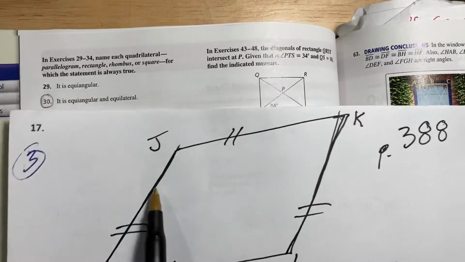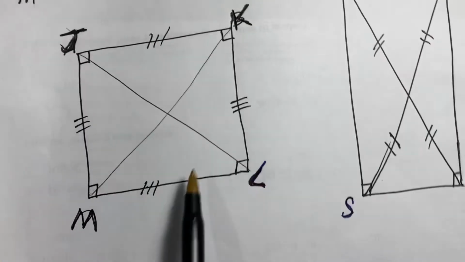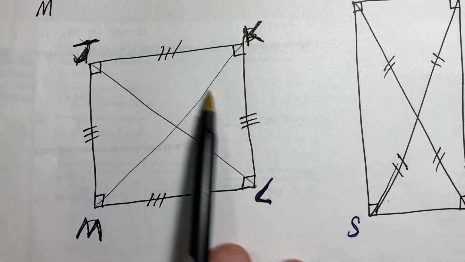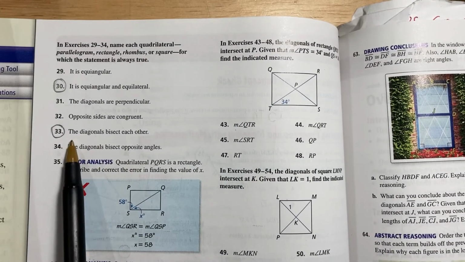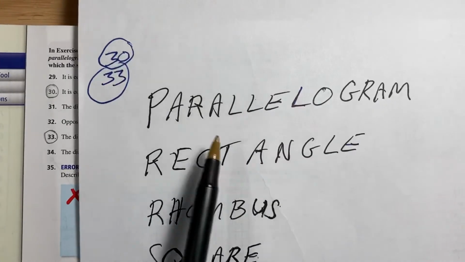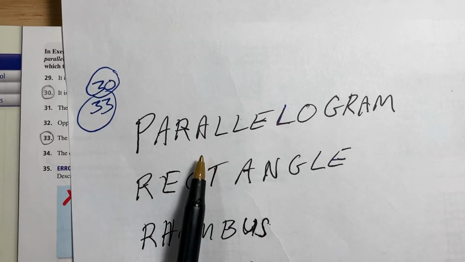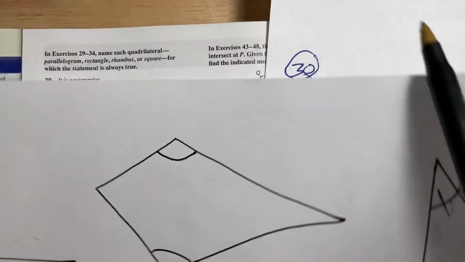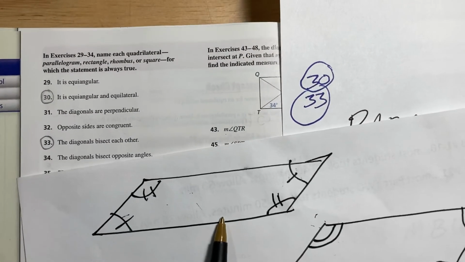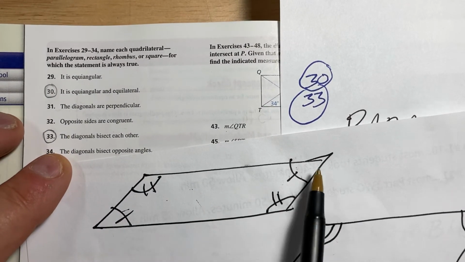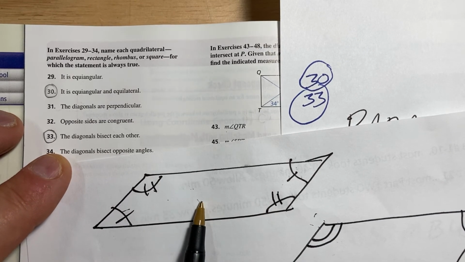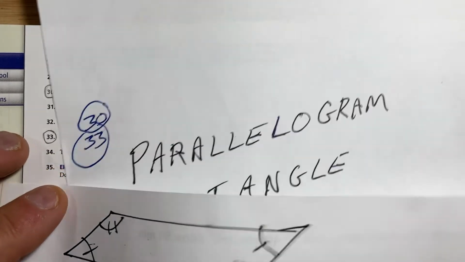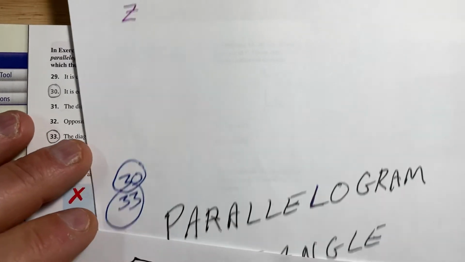A square, is it always going to be equiangular and equilateral? Yes, a square works. Question 33, do the same thing for a parallelogram. Here's a parallelogram. Do the diagonals bisect each other? This diagonal, yes, that's one of the properties of a parallelogram. Yes, it always works for a parallelogram. What about a rectangle?